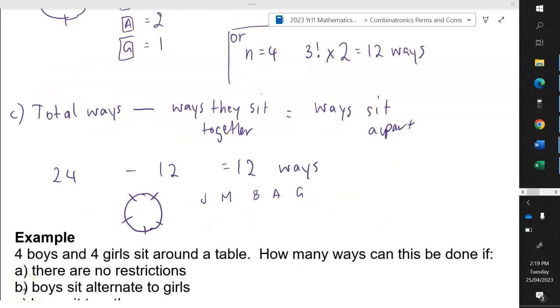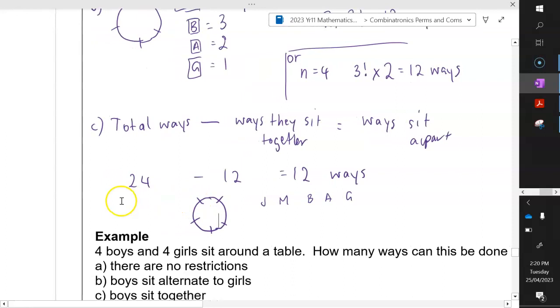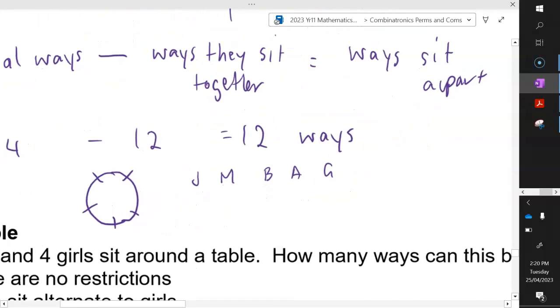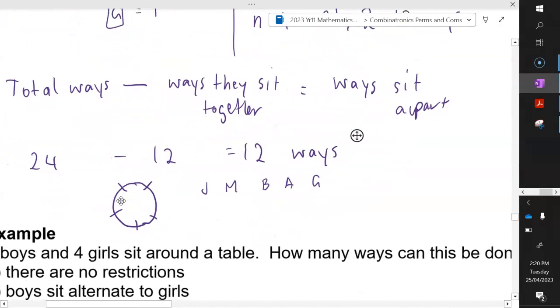But what if we were asked this question and we hadn't already worked out what the total ways were, or if we hadn't worked out the ways that they do sit together? We might as well just work out the ways that they can sit apart. So let's have a look at that. So I've redrawn our little round table here, and I've written everyone's initials to the side. So we've got John and Mary and Bob and, I can't remember what our last 2 names were. Let's have a look who they were. Albert and George, that's who they were.